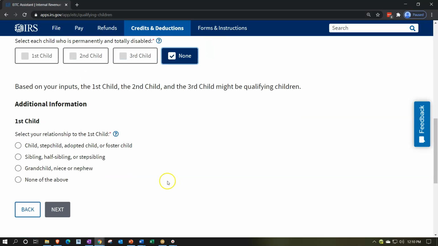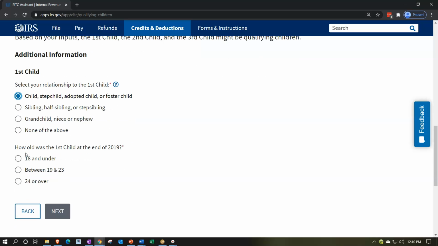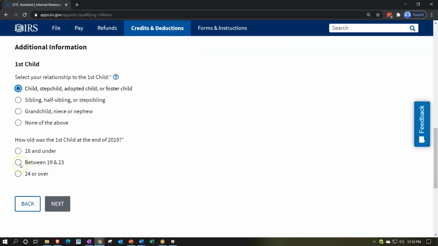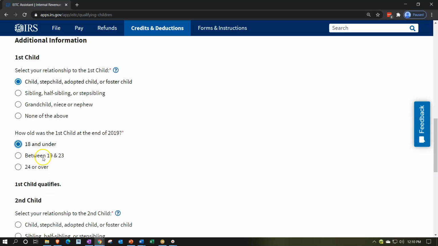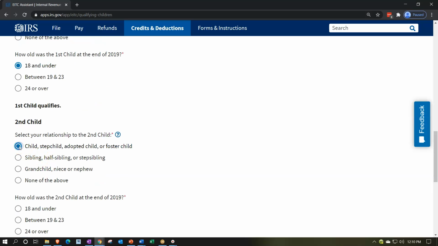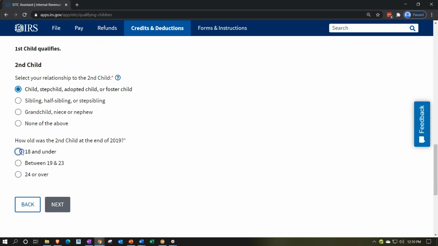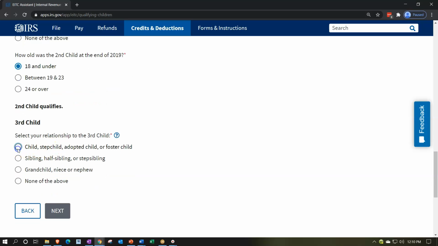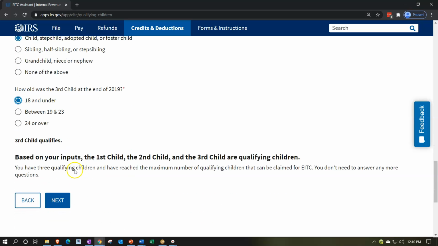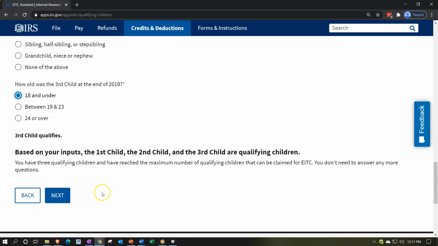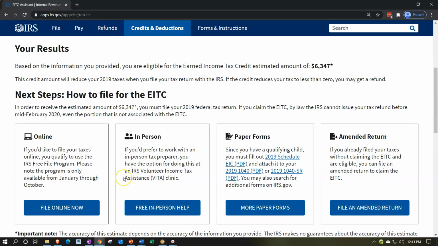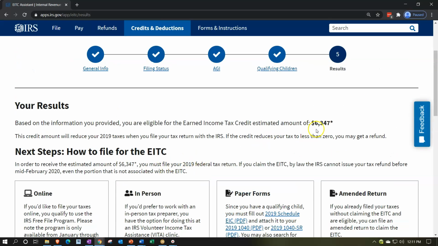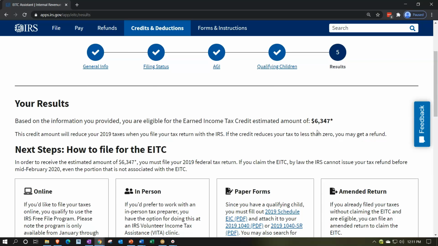And we're going to say additional information. First child, select your relationship. I'm going to say child, and they're going to be under 18. Second one, child, under 18. And then third one, child, under 18. And then based on your inputs, the first child, second child, third child are qualifying. So they're all qualifying children. So now it's maxing out at 6,347, right? Now we've got the 6,347. So you can use this to estimate.